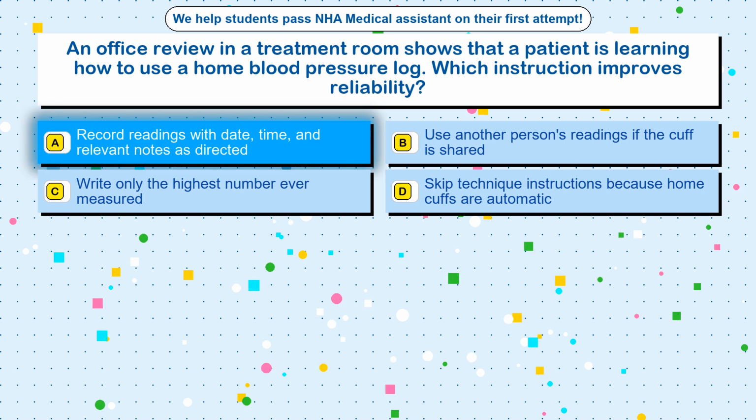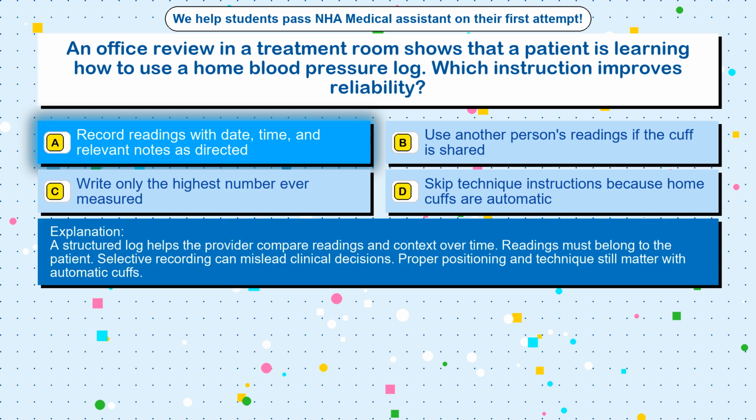The correct answer is option A. Record readings with date, time, and relevant notes as directed. A structured log helps the provider compare readings and context over time. Readings must belong to the patient. Selective recording can mislead clinical decisions. Proper positioning and technique still matter with automatic cuffs.